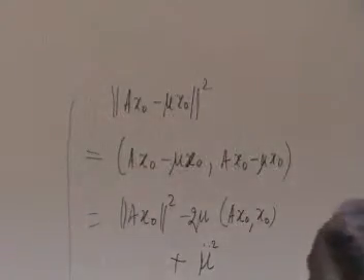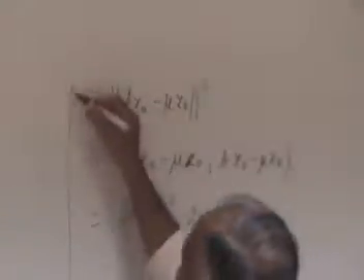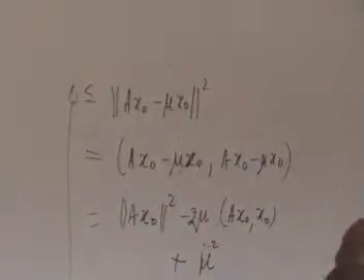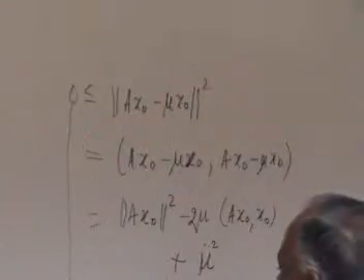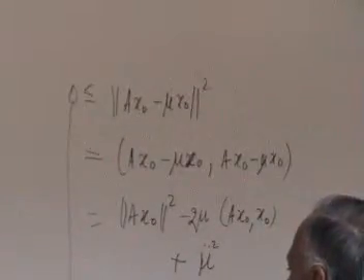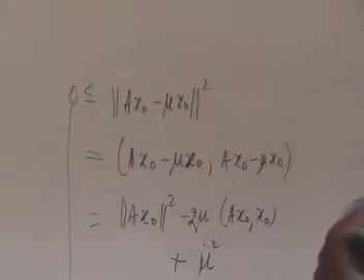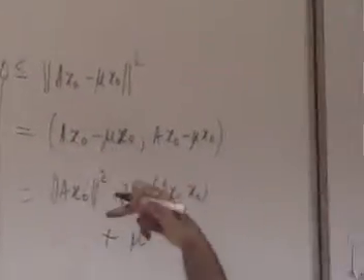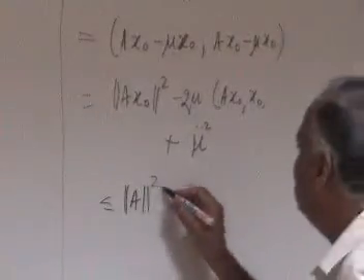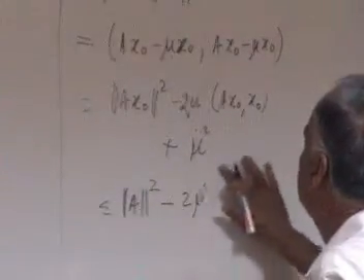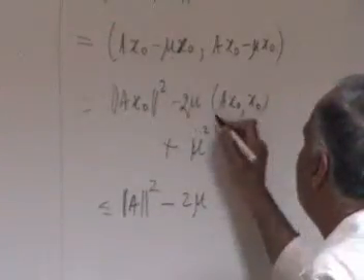Okay. But this is always positive, because norm squared is always positive. But this is less than or equal to, why? Because the maximum damage that can be done is norm A. Okay? So therefore, the maximum of all the norm Ax squared is norm A squared. So this is norm A squared minus 2 mu. What is (Ax naught, x naught)?